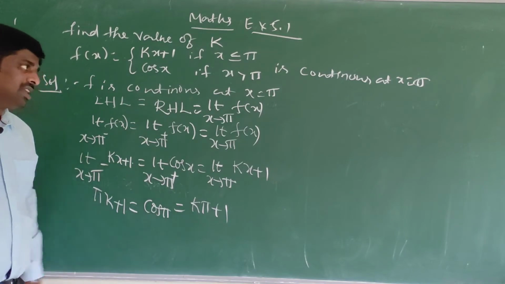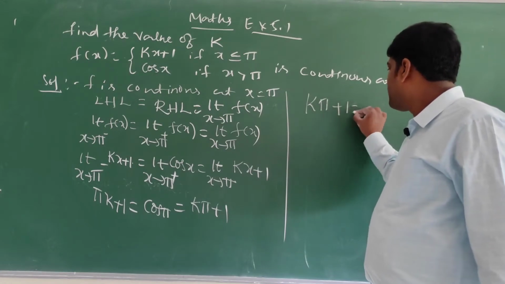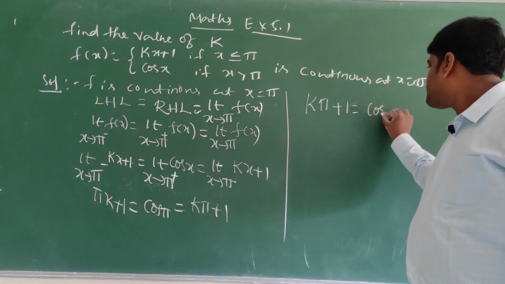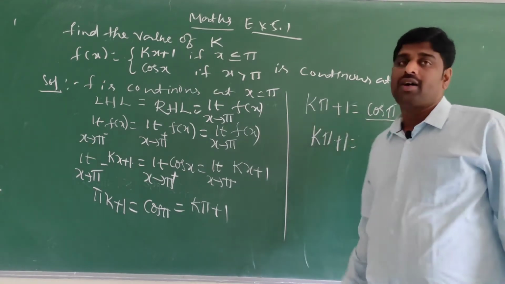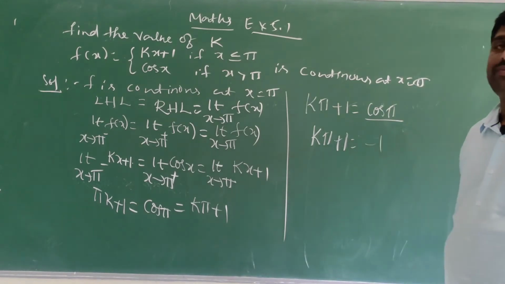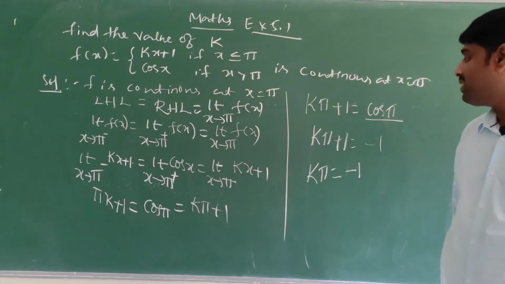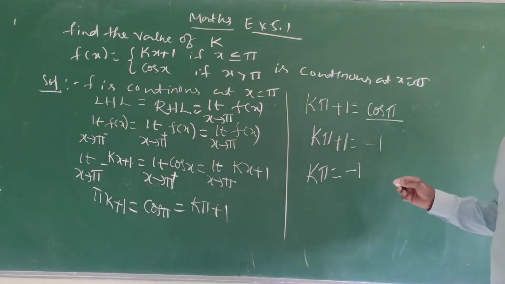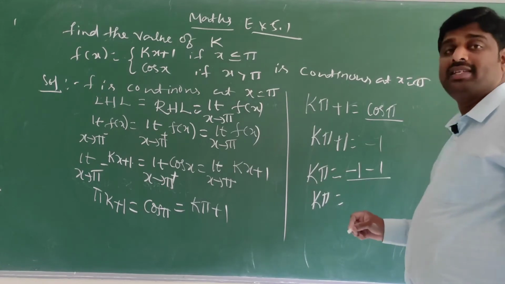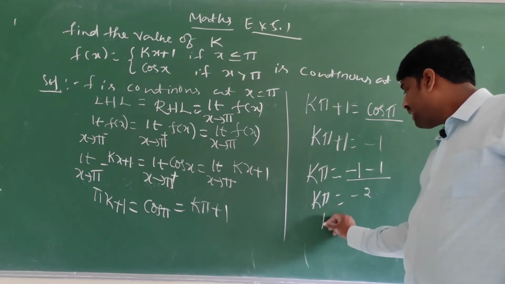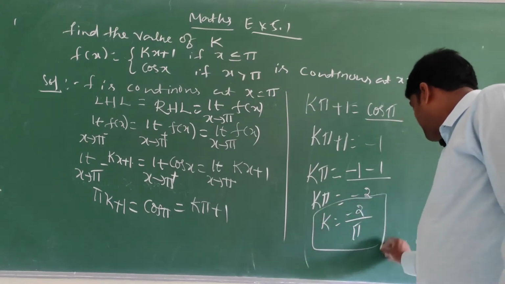So any one values equate the values, that is k pi plus 1 equals cos pi. k pi plus 1 equals cos pi is what? Minus 1. That is, k pi equals minus 1, as it is. This plus 1 shifted to RHS means minus 1. k pi equals minus 1 minus 1, k is equal to minus 2 by pi. This is your answer. Okay.